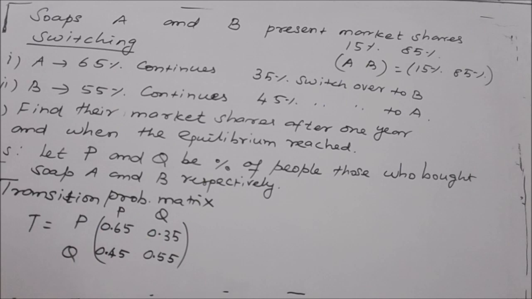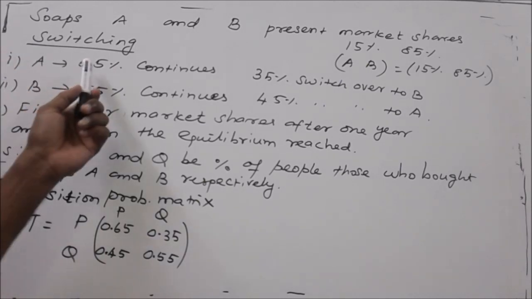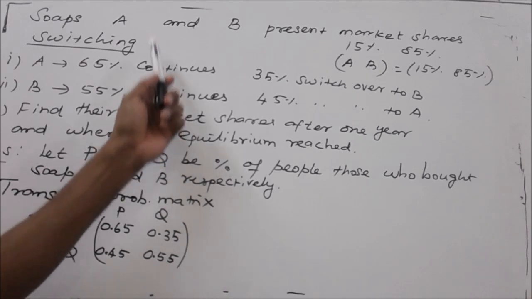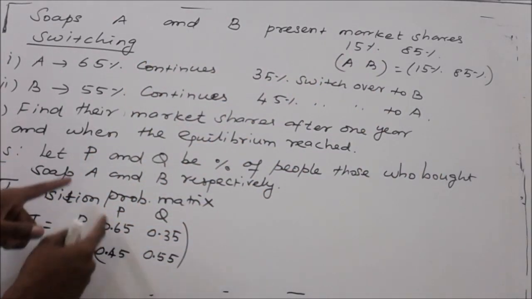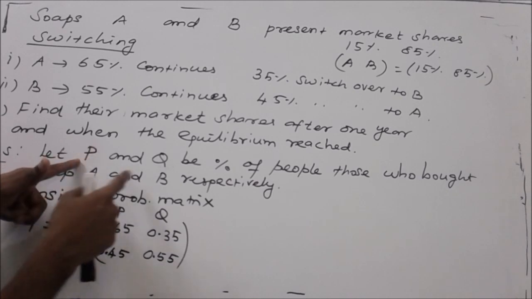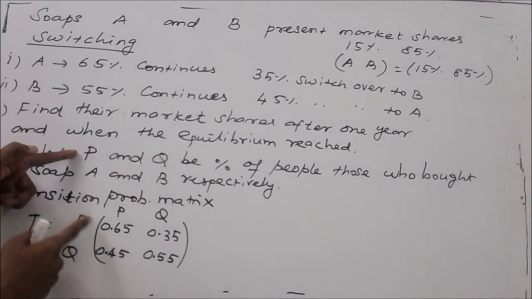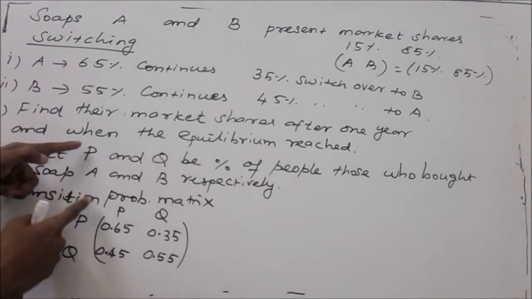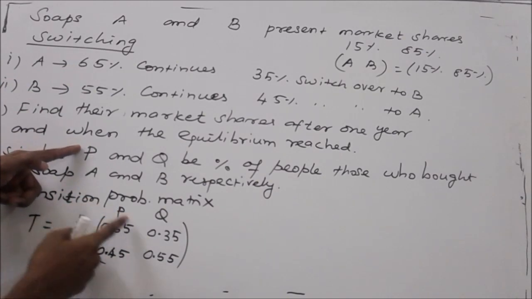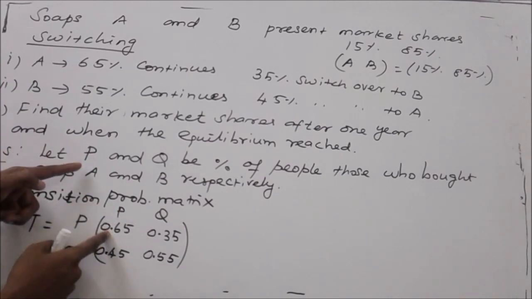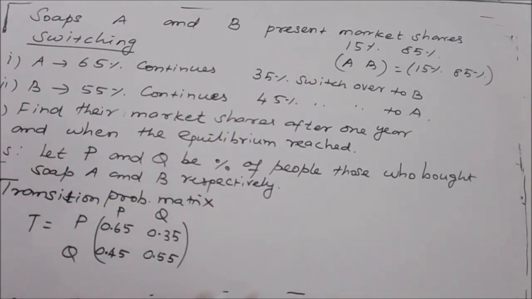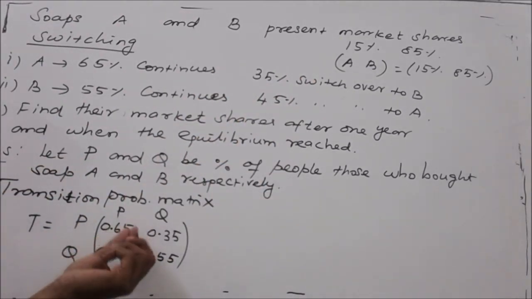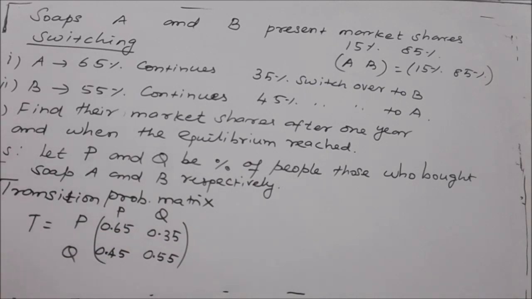Are you clear? Now there are two data given. The first data: 65% continues to A, 35% switch over to Q. That is, A represents P and B represents Q here. So for A, 65% in P, that is 0.65 in P, and then 35% switch over, therefore Q is 0.35. The total value should be equal to 1. You should always keep this in mind.